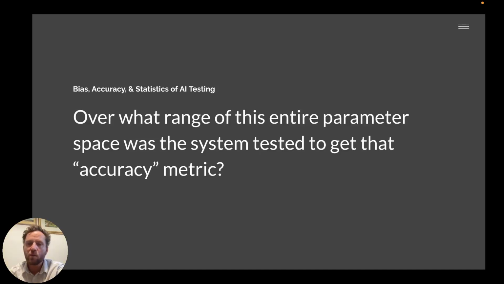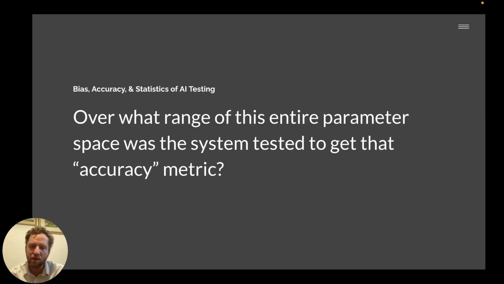So the real question when we're faced with a number like 83% accurate is, over what range of this entire parameter space was the system tested to get that accuracy metric? Because that's really what it's telling you. You look at that parameter space under certain conditions, you narrow it down, and the testing data is going to exist in a small portion of that parameter space. And so that number is really only relevant for that piece of this really broad parameter space.